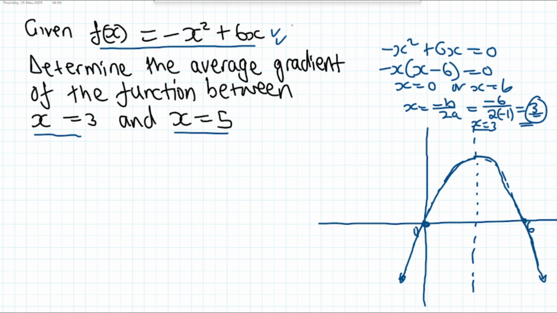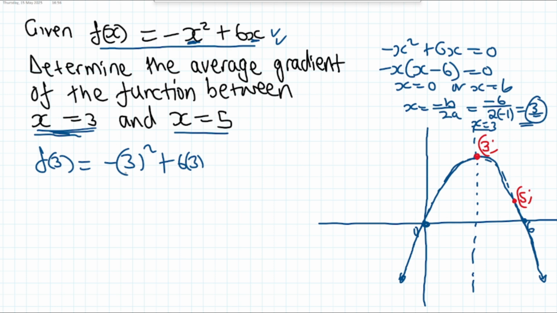So x is equal to 3 is here. We know 3, but we don't know the y. And then 5, x should be 5 around this. So we have 5, and we don't know the y. Now, how do we get the y coordinates of these 2 points? We have to find f of 3. So f of 3 is equal to negative 3 squared plus 6 times 3. I'm just substituting here. Where there's x, I put 3. And then it becomes negative 9 plus 18, which is positive 9, meaning that the coordinates of this point are 3 and 9.